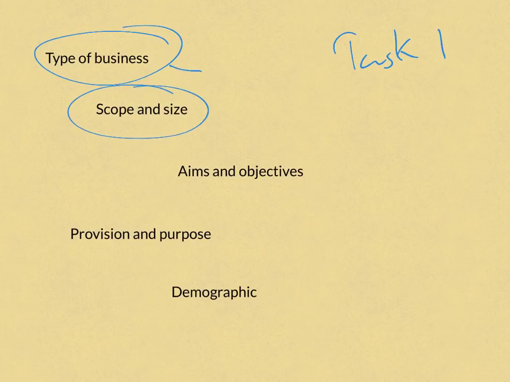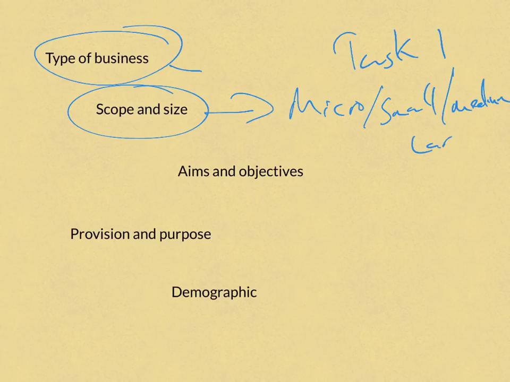Now again, still for task 1, we're going to be thinking of all these things. The type of business it is. Okay, what type of business is it? What's the scope and size? How big is it? Micro? Small? Medium? Or large? And those are going to be really important because obviously that will give some context to the business that is going to be reviewed in Part B.